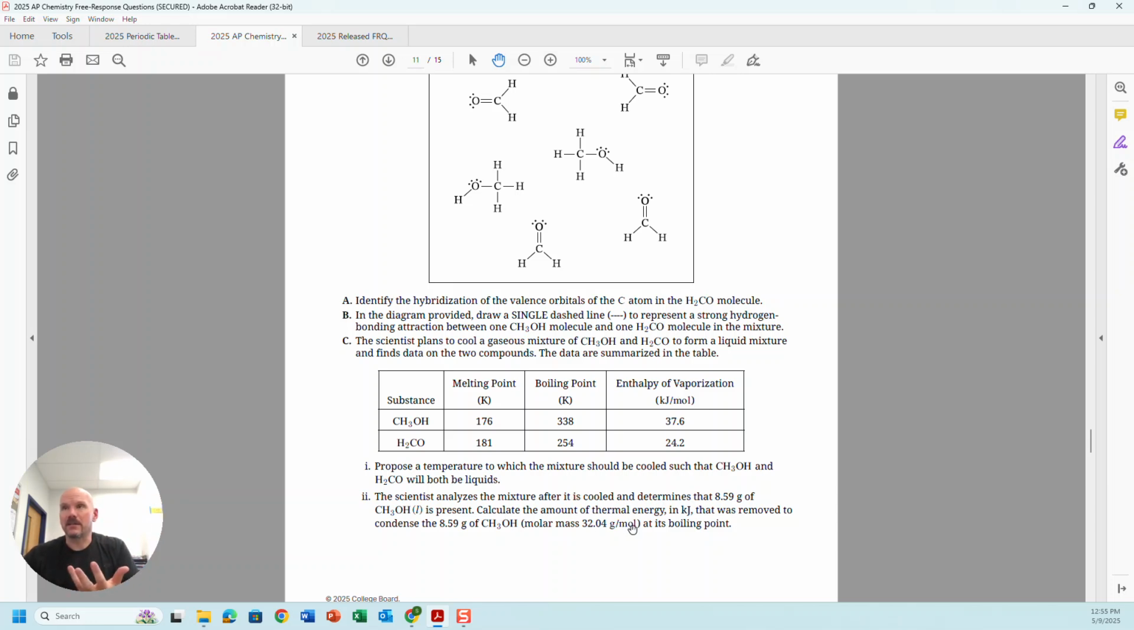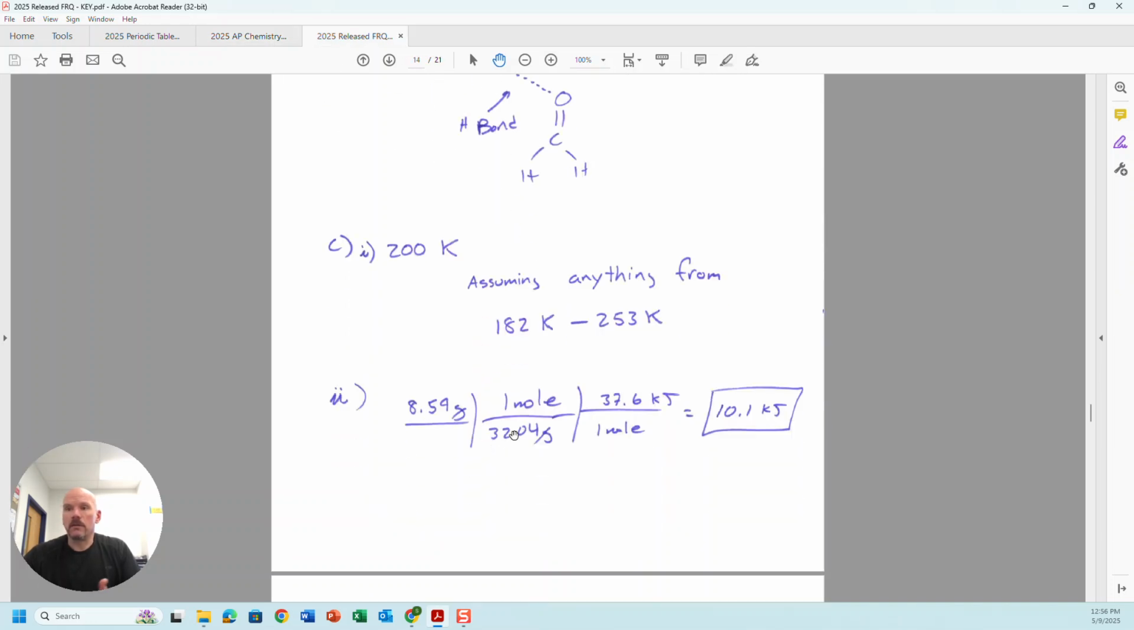All this is basic dimensional analysis. So we would take our grams of methanol, they gave us the molar mass, divide by the molar mass, that'll give us moles, and then multiply it by the molar heat of vaporization. Remember, the molar heat of vaporization is also the molar heat of condensation. It's the same value, it's just energy absorbed if it was vaporizing, energy released if it was condensing, okay? And so it would look like this. So we would take our grams divided by the molar mass, get moles, moles times the molar heat of vaporization would get that. So that much energy removed.